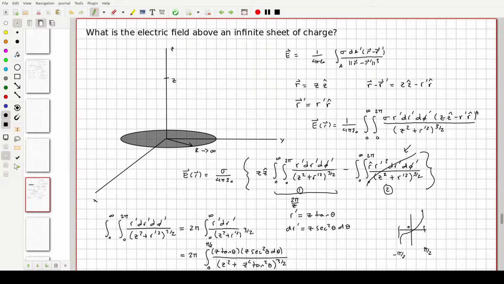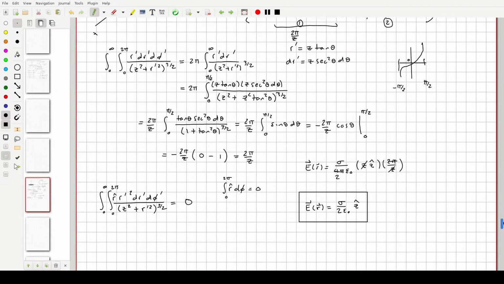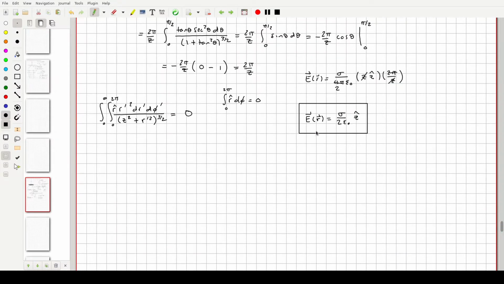This right here only depends upon the fact that you're dealing with an infinite sheet. And what's nice about this is that as long as you stay away from the edges of a finite sheet, this equation right here works. So the electric field at all points above an infinite sheet has the same value. That's incredibly useful.